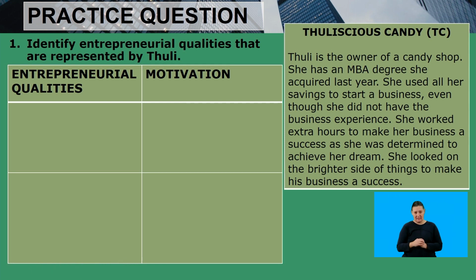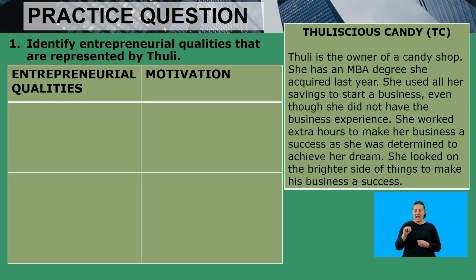Now, let us go back to the scenario. Tuli is the owner of a candy shop. So they are informing us with this sentence that Tuli is the owner of a candy shop. She has an MBA degree she has acquired last year. So this sentence alone simply tells us that she has expertise and skills.